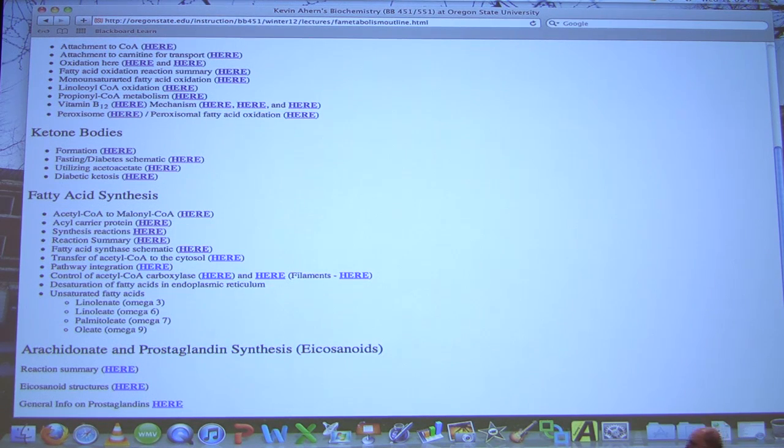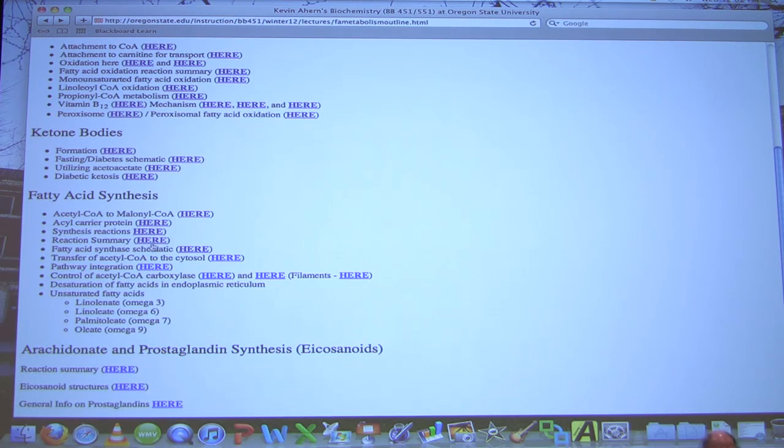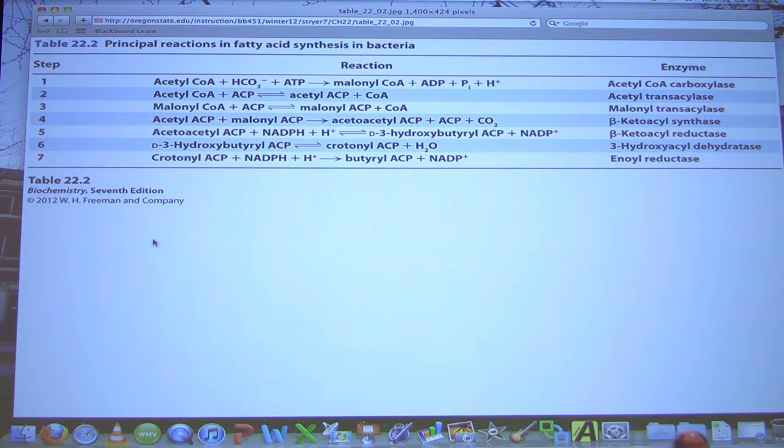Okay, so looking at fatty acid synthesis, that's not what I wanted. We basically saw, that's not what I wanted either.